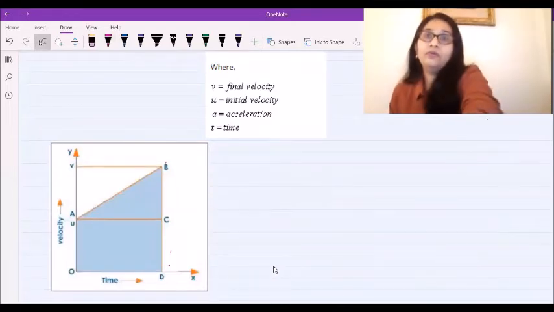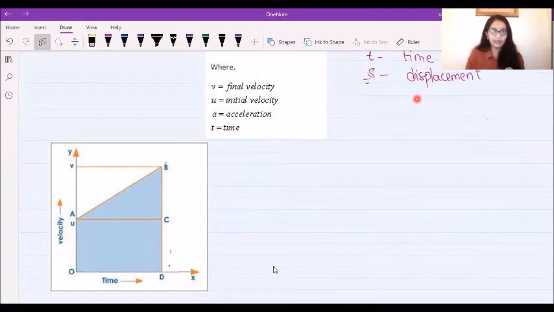We are going to use a graph like this. You can see the graph over here. Okay, so this graph is a velocity time graph. Velocity is plotted on the y-axis and time is plotted on the x-axis. How can we describe the graph? It's a straight line graph.